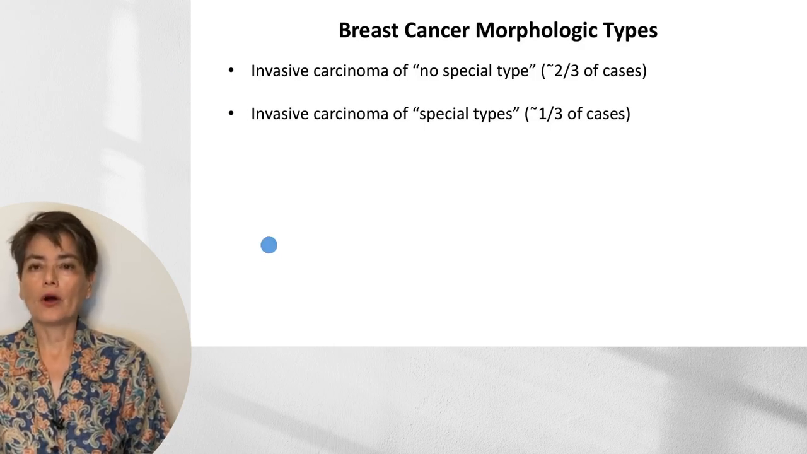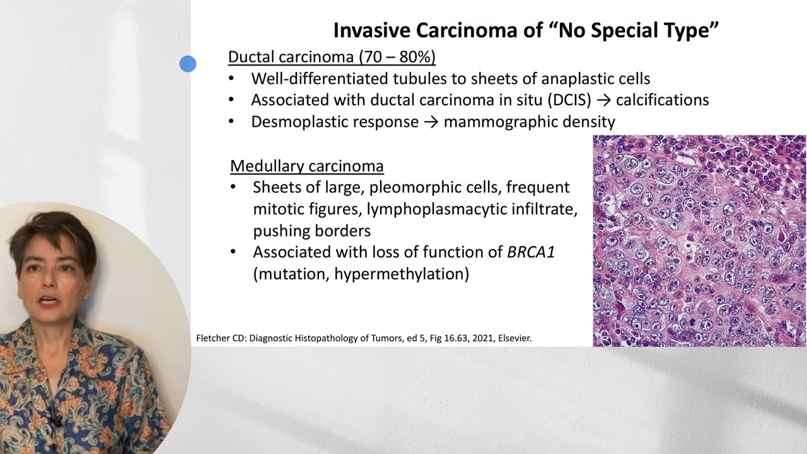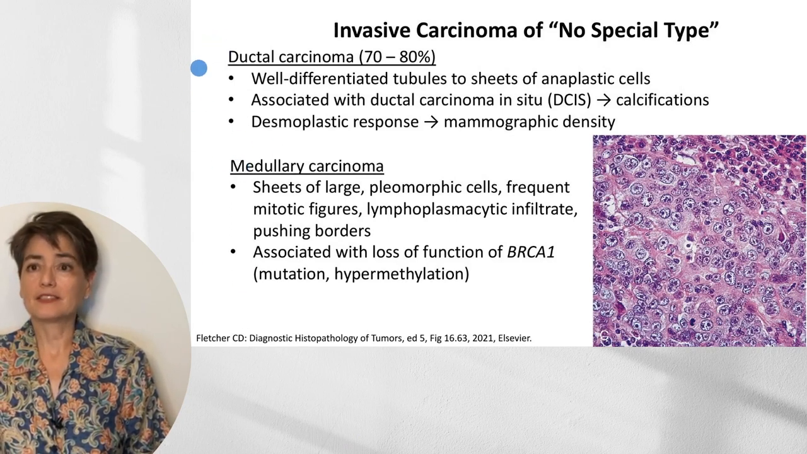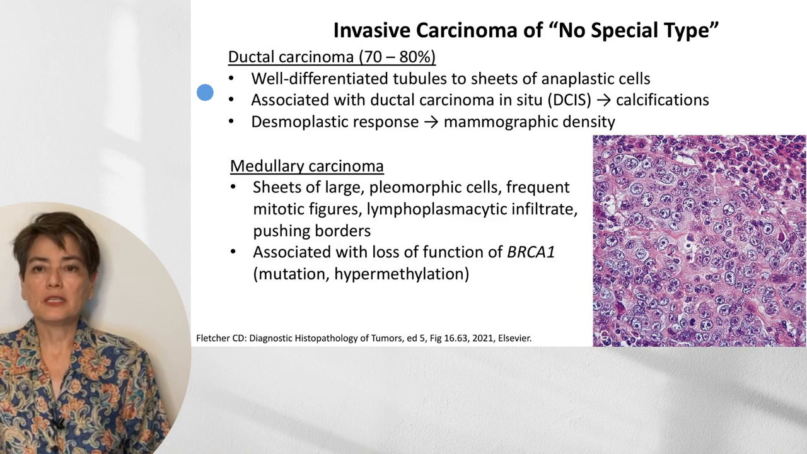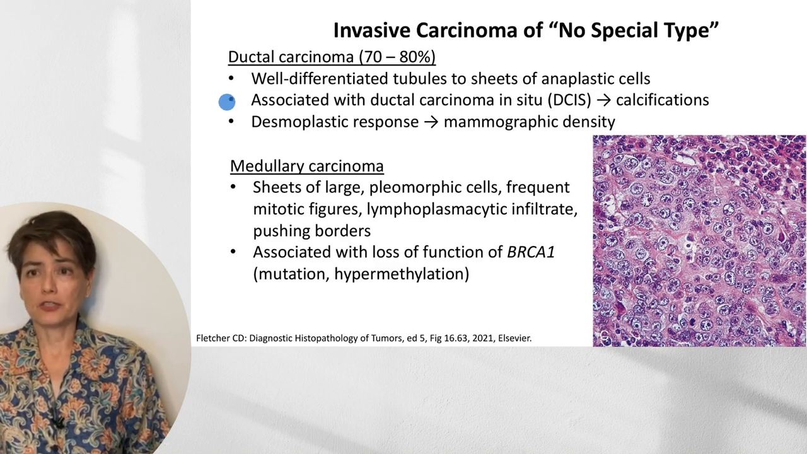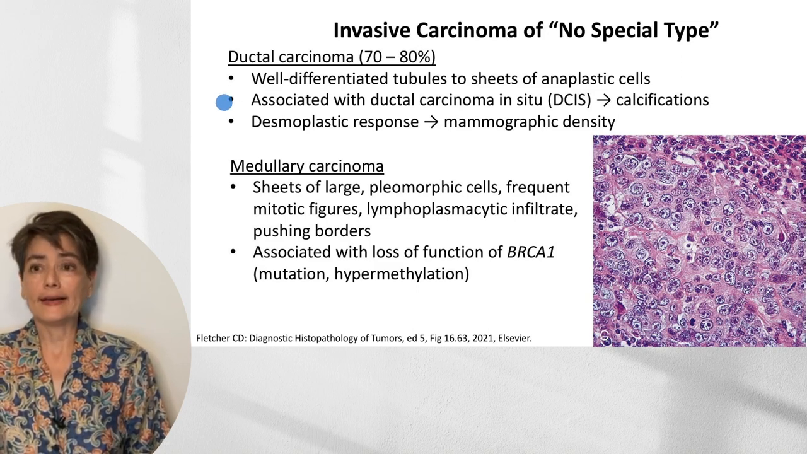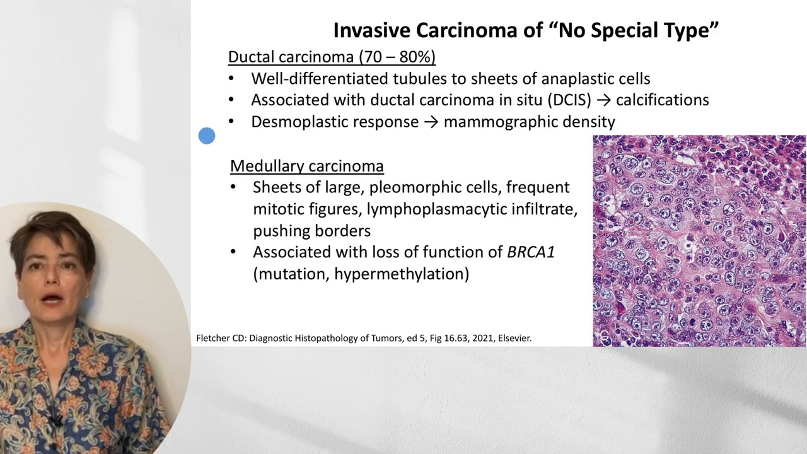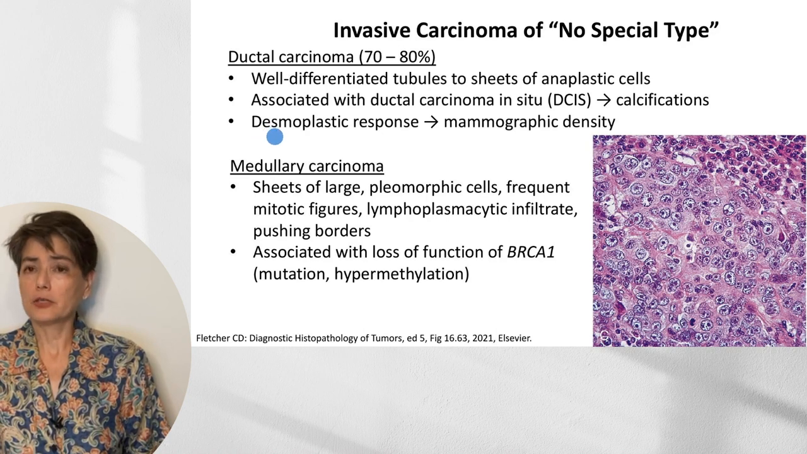So let's begin with our no special types here. As I mentioned, ductal carcinoma is the one to be aware of because it's about 70 to 80% of the invasive carcinoma of no special type. What we'll see is the full range of grade and morphology. So they may be well-differentiated tubules, or they can be full-on sheets of anaplastic cells. Tends to be associated with ductal carcinoma in situ, DCIS, and is often identified in patients with a very small mass or non-palpable mass through mammographic calcifications. This can also occur through a desmoplastic response to this invasive carcinoma, which can lead to a mammographic density.